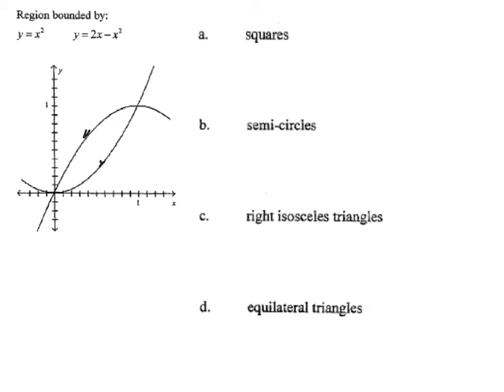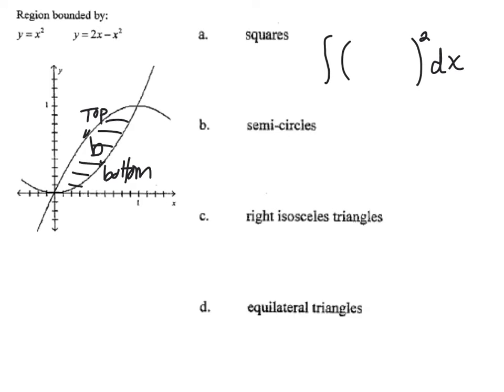And so squares, semicircles, right isosceles, and equilateral triangles, right? So this is the base. And when I say base, I mean like that's B. So if I'm setting up the squares, I want to go from A to B, and I'll write that in a minute. The area formula for a square is B squared dx. So how do I get B? How do I get the area of the base? Well, we've done that because this is the top and this is the bottom. And to find this area in between, you do top minus bottom.